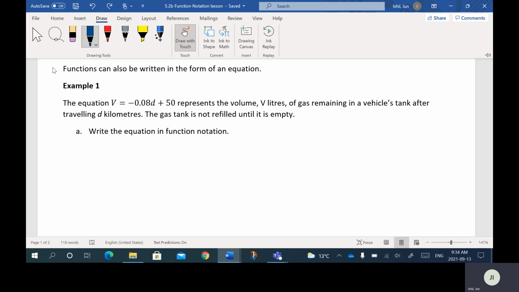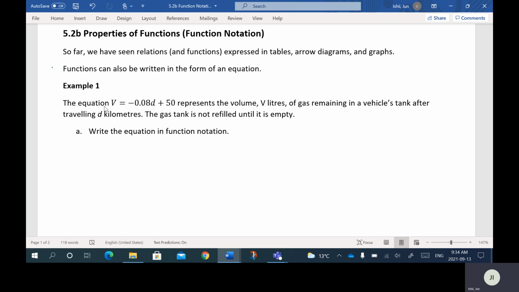All right. So for the first example, the equation V equals negative 0.08 d plus 50 represents the volume, V liters, of gas remaining in a vehicle's tank after traveling d kilometers. So there's two things happening here. If we know how far the car has traveled, then we know what volume is left in the tank, using this equation. The gas tank is not refilled until it is empty, which is kind of obvious for this equation to work. All right, so first you want to write the equation in function notation.